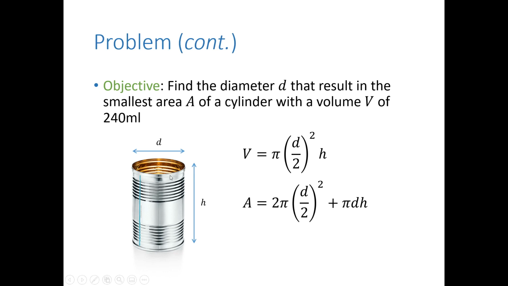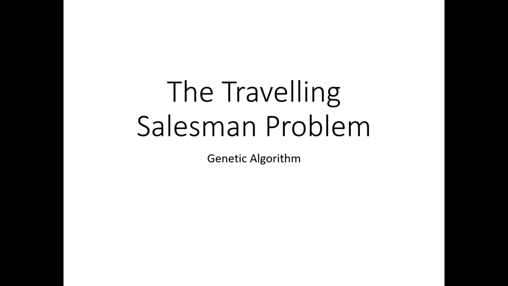But the can has to have a volume of 240 ml. So if you don't have this condition, the algorithm will give you 0 for D, 0 for H, and A equals 0. Yeah, but that does not really solve the problem. So that's why this kind of optimization problem is called a constrained optimization problem. That means you have to find D and H such that the volume is 240 ml and A is minimum. So you can encode these specifications in the genetic algorithm.